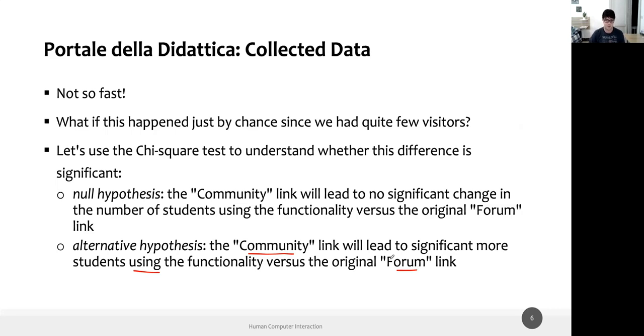So as always, the alternative hypothesis has an indication of what we want, that one leads to significantly more usage than the other, while the null hypothesis says that there is no significant change in the number of students that use the functionality, not in the functionality per se or in other things.